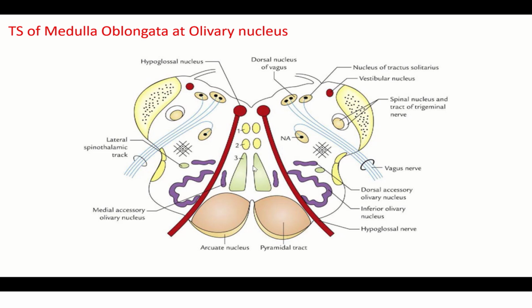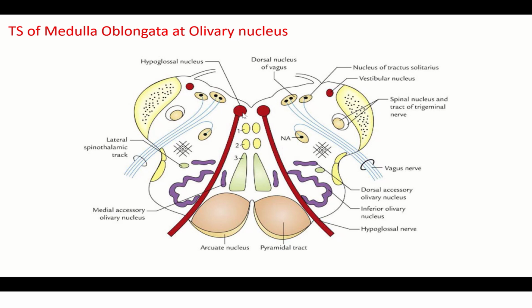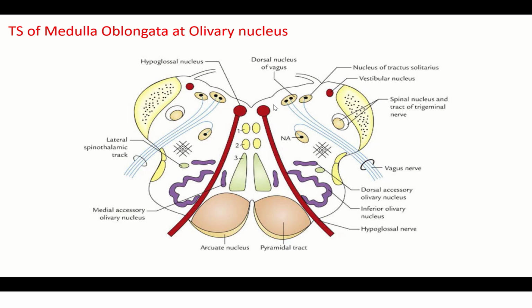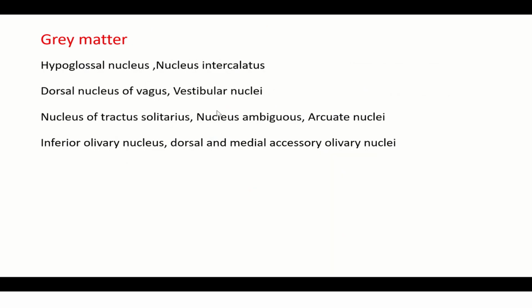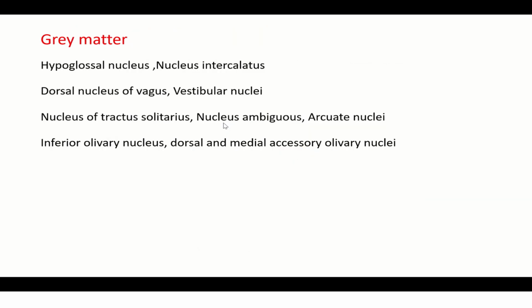Then, if you come down further, let us see whether we have observed all these structures in the diagram or not. Hypoglossal nucleus, yes, you have seen the hypoglossal nucleus. Then nucleus intercalatus, then dorsal nucleus of vagus. So here is the dorsal nucleus of vagus, and in between them there will be nucleus intercalatus. Then vestibular nuclei, yes, this is the vestibular nuclei, and nucleus of tractus solitarius. You can see here the nucleus of tractus solitarius, and you can see the nucleus ambiguus and arcuate nuclei.